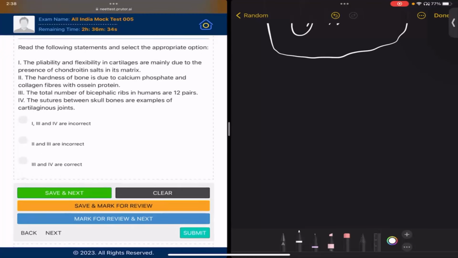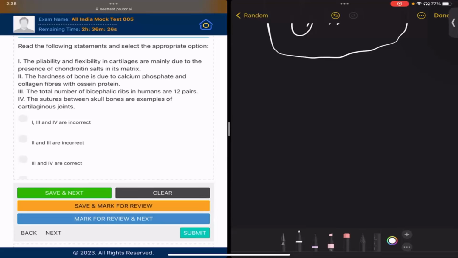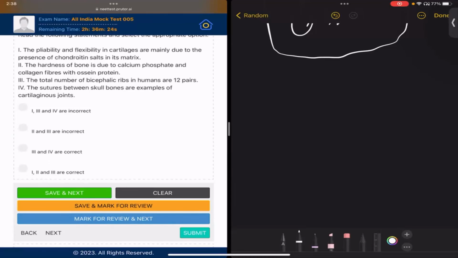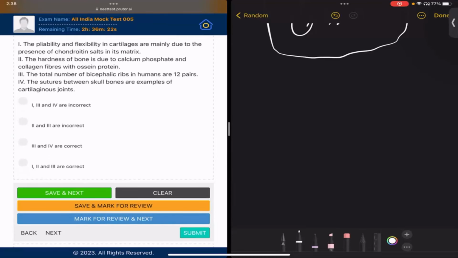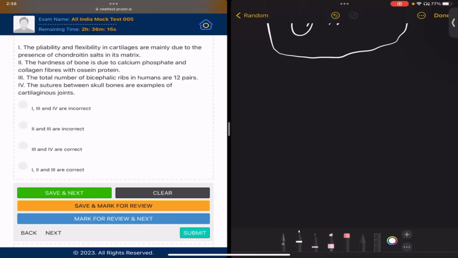Read the following statements and select the appropriate option. The pliability and flexibility in cartilage is due to chondroitin sulfate present in cartilage. We will see which are correct and incorrect. The hardness of bone is due to calcium phosphate and collagen fibers with ossein protein. This is correct. The total number of bicephalic ribs in humans is 12 pairs.